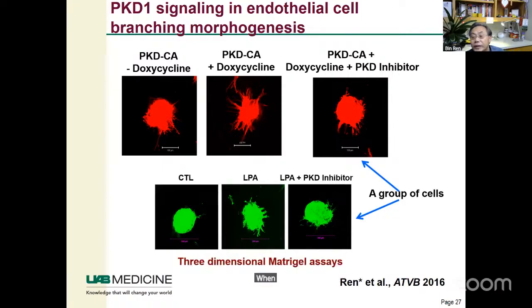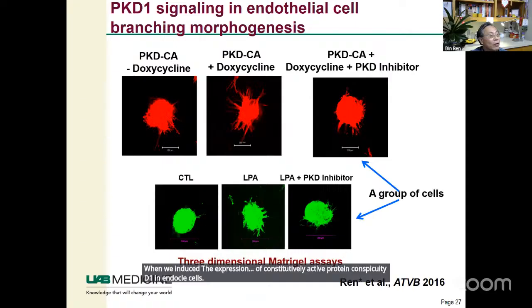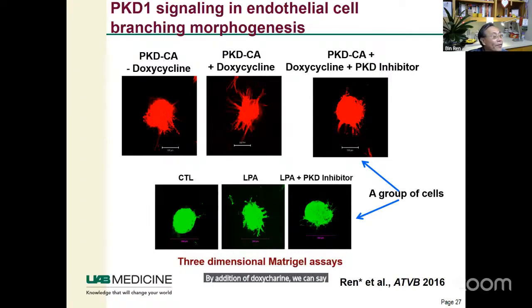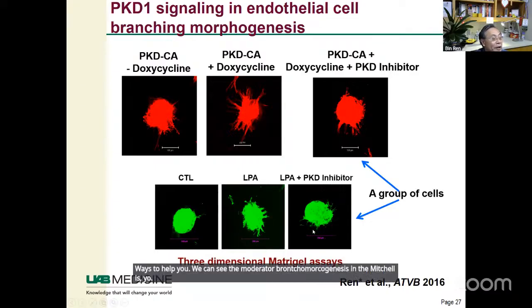When we induced the expression of constitutively active protein kinase PKD1 in endothelial cells by addition of doxycycline, we can see this obvious branching morphogenesis. However, if we inhibit PKD1 signaling with the PKD1 inhibitor CID, we can attenuate the branching morphogenesis in this in vitro matrigel assay. Similarly, when we treated the three-dimensional matrigel with LPA, we can see moderate branching morphogenesis, which can also be attenuated by the inhibition of PKD1 signaling.